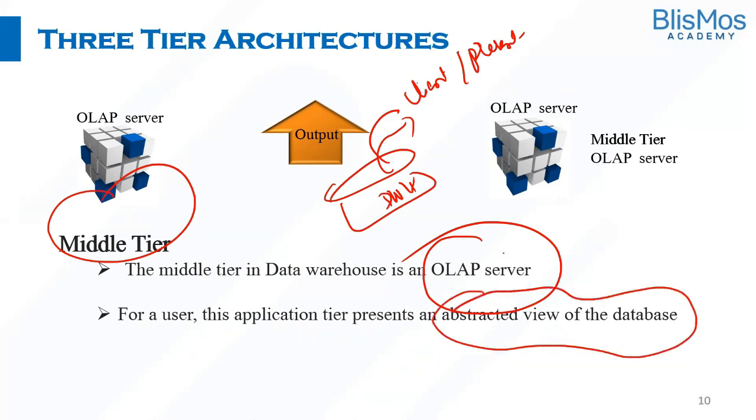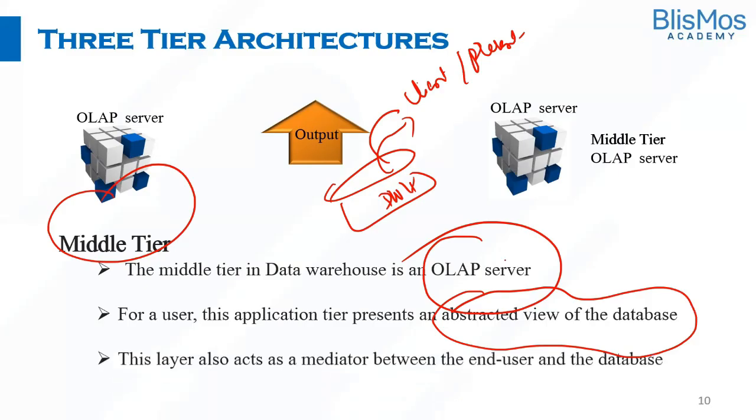That way, for the presentation layer, we'll have an abstracted view of the database. That means how the data is stored and all those things, it doesn't matter to the front end tools. It will be abstracted because this arranges the data to make it more suitable for the users. When it is arranging the data to make it more suitable for analysis, obviously the performance should be better. So in a way, it acts as a mediator between the end user and the data warehouse.